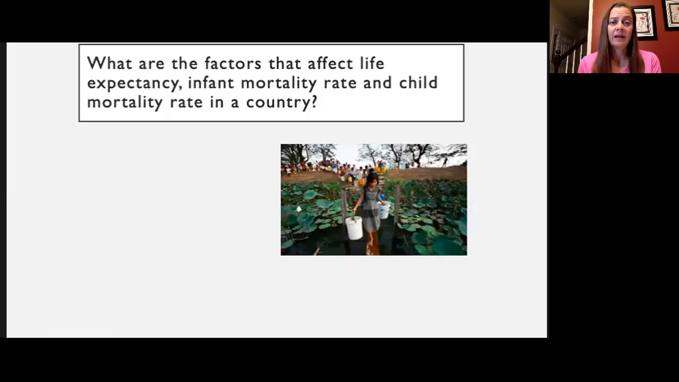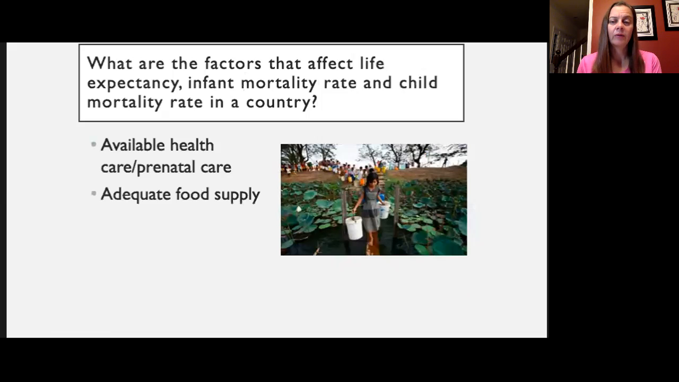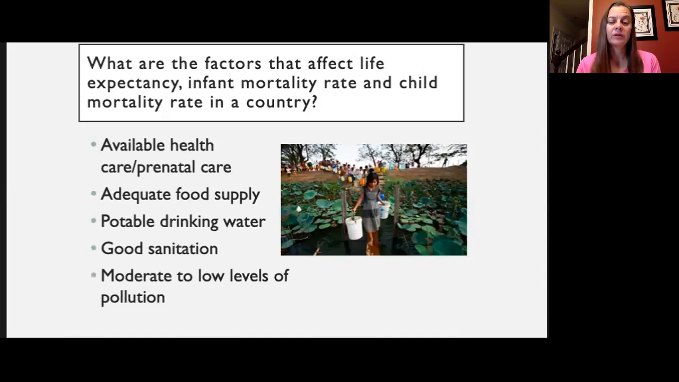So, the factors that affect life expectancy, infant mortality rate, and child mortality rate. A huge contributor is available health care and prenatal care. Another one is adequate food supply. And then, of course, potable drinking water. Many diseases in developing countries are from inadequate water supply or from contaminated water supplies. Good sanitation makes a big difference. Many diseases are carried by unsanitary conditions or increased by unsanitary conditions and moderate or low levels of pollution.